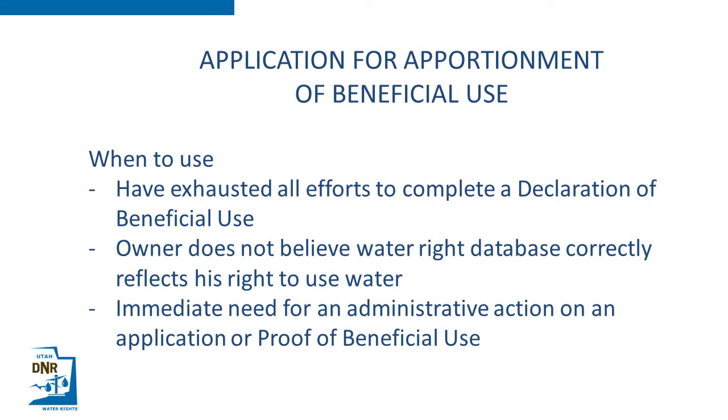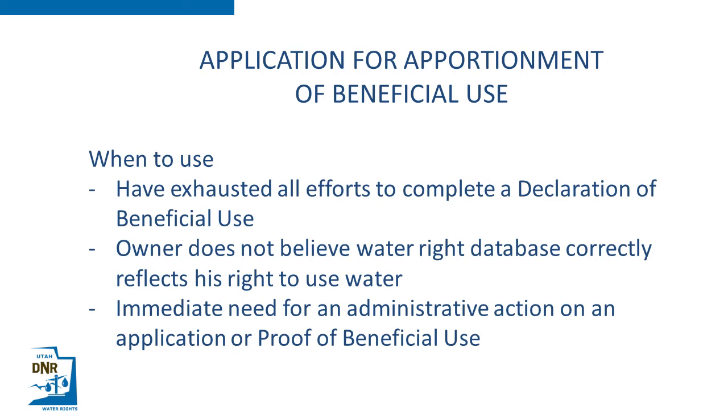An application for apportionment is the last method to define beneficial use amounts for water rights within a water use group. This is a more complicated method that should only be used when the applicant has exhausted all reasonable efforts to complete a declaration. An apportionment can be used when the owner or owners believe that the database incorrectly reflects their right, or when there is an immediate need or rush for an administrative action on an application or proof of beneficial use. An apportionment is a request to the division to review the information and make a recommendation for how the water rights should be quantified within the group.